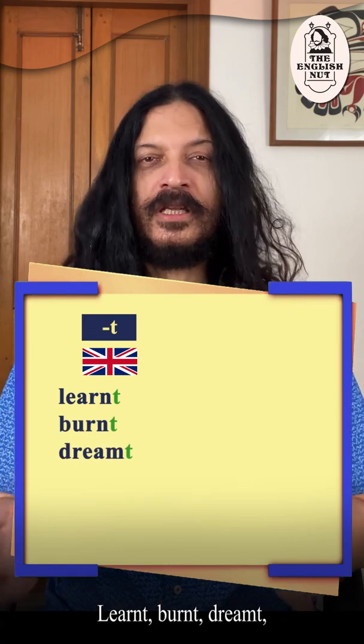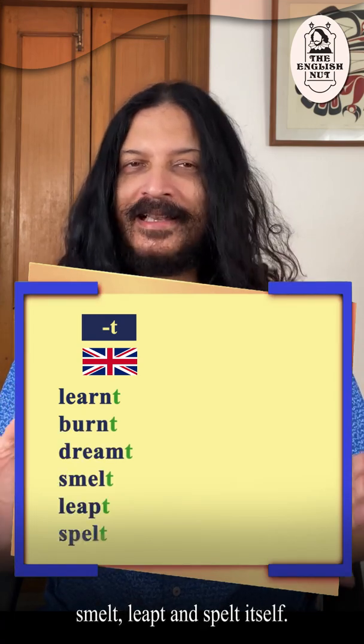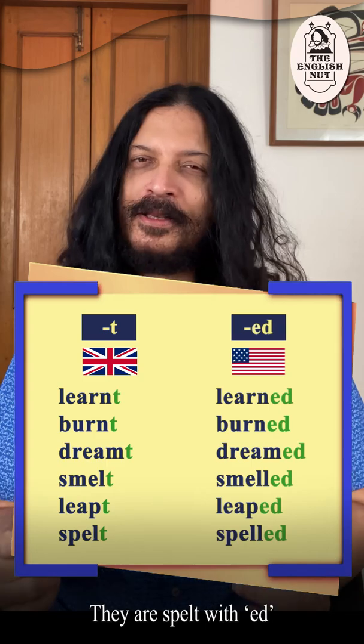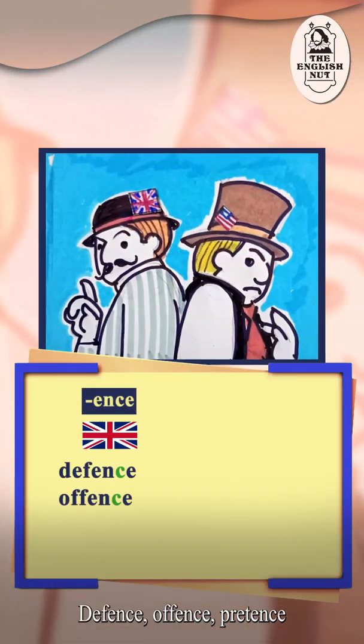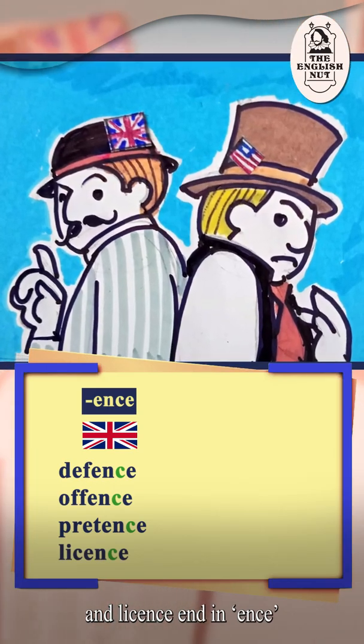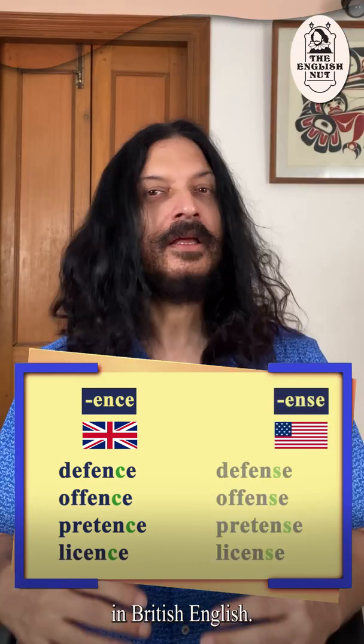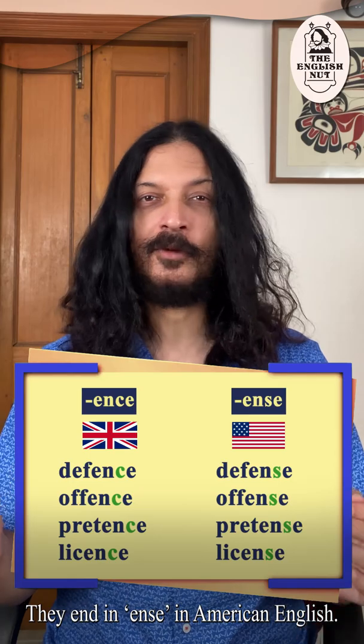The past tense of these single-syllable verbs is spelt with a T in British English. Learnt, burnt, dreamt, smelt, leapt, and spelt itself. They are spelt with ED in American English though. Defence, offence, pretence, and licence end in ENCE in British English. They end in ENSE in American English.